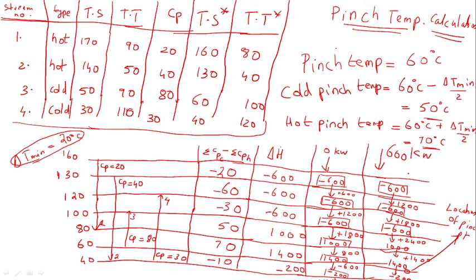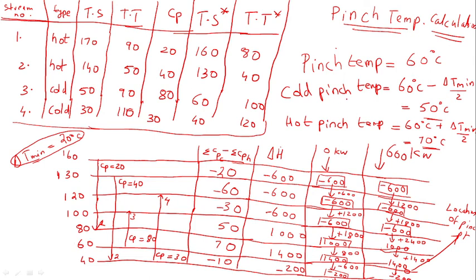Similarly the procedure is repeated, and we came to find that at the point of 60 we obtained 0 kilowatt of enthalpy. So this is the location of the pinch point, and the corresponding pinch temperature is 60 degrees Celsius.